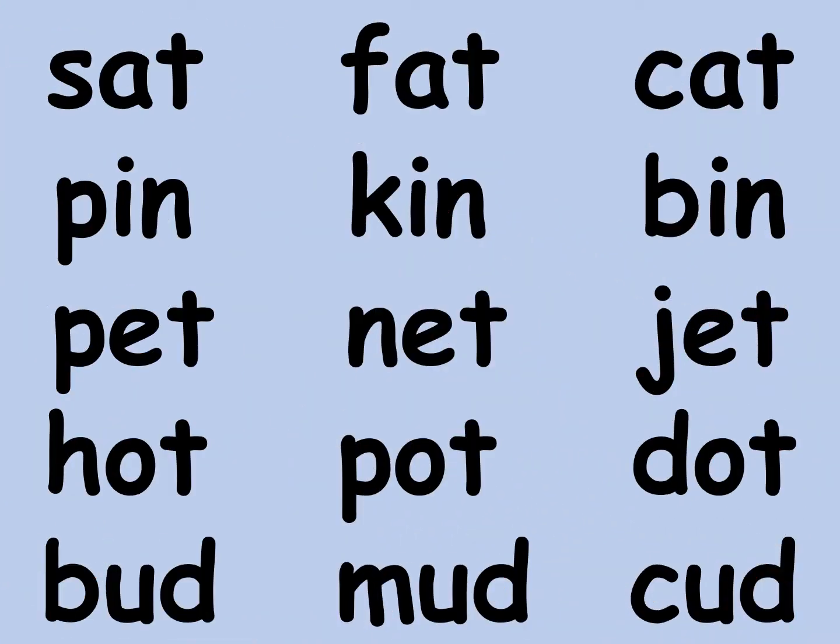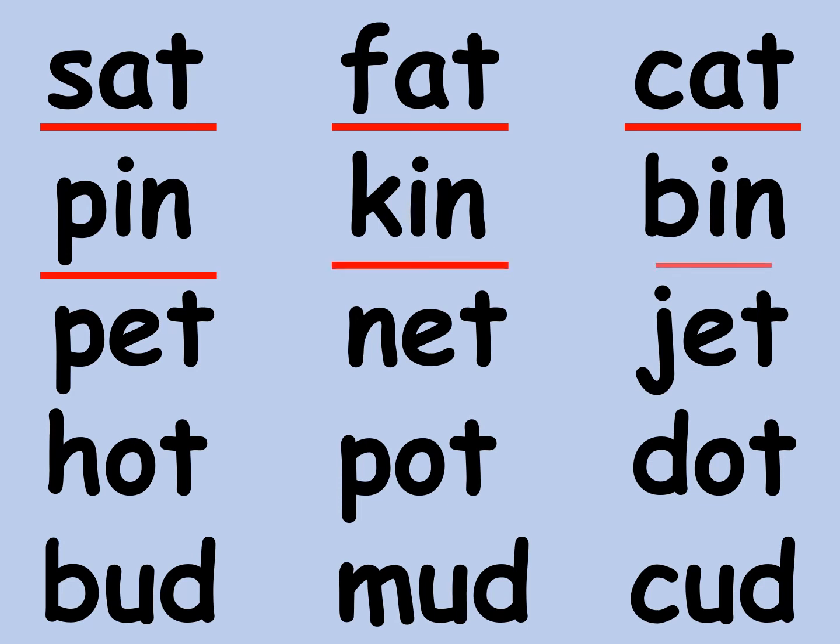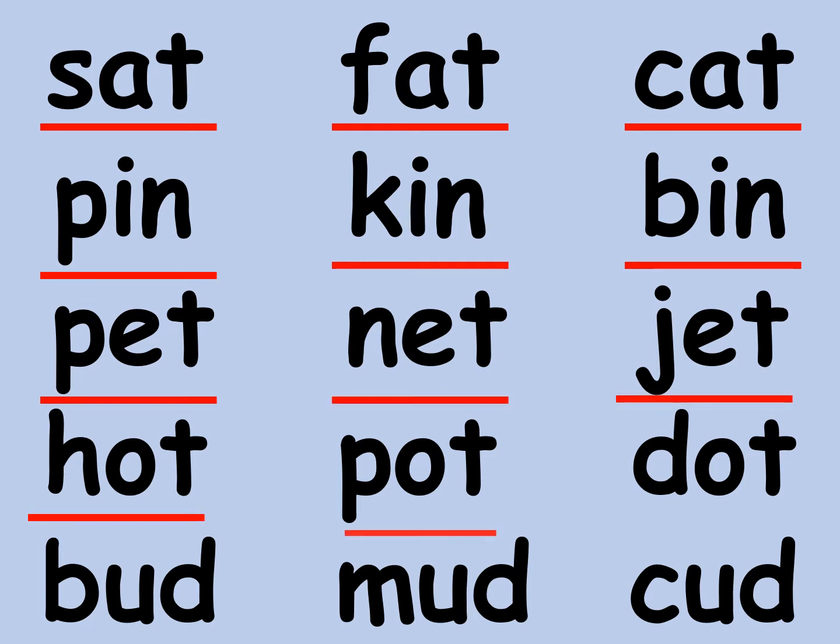Now we are going to the second part of our lesson. Can you read these words? Sat, fat, cat, pin, kin, bin, pet, net, jet, hut, pot, dot, bud, mud, hud. Do you know this set of words?